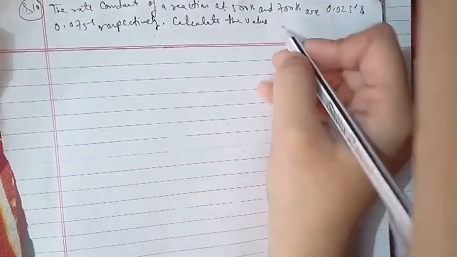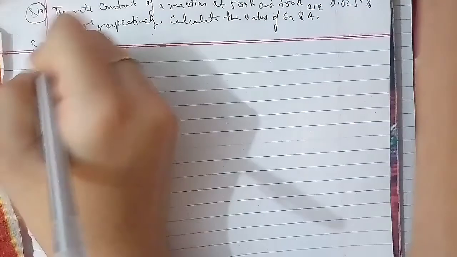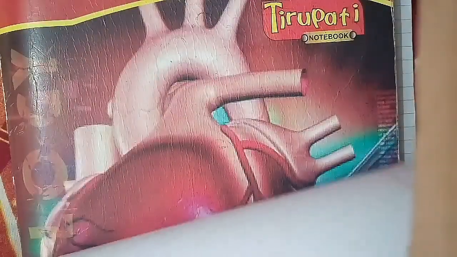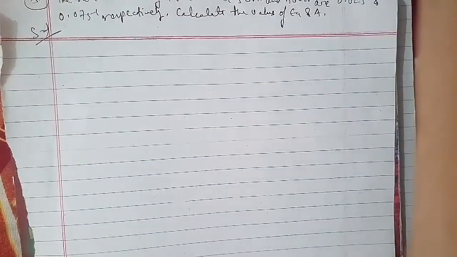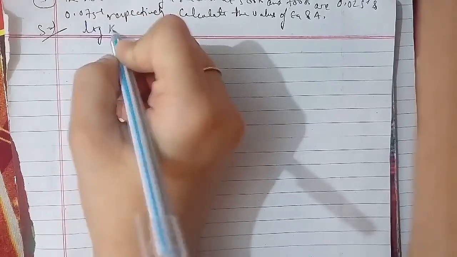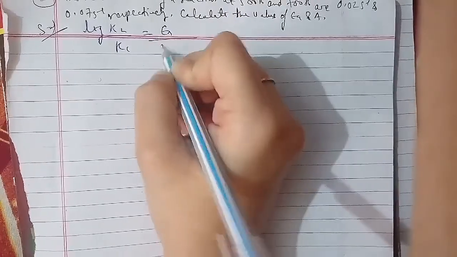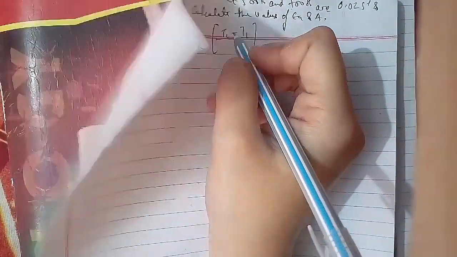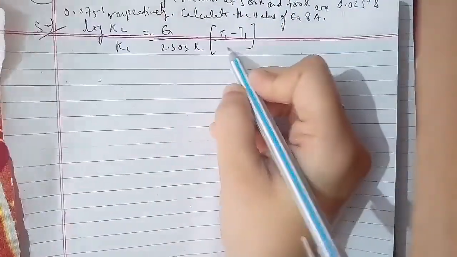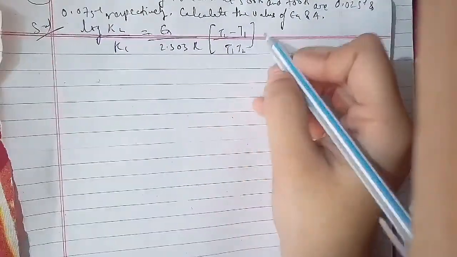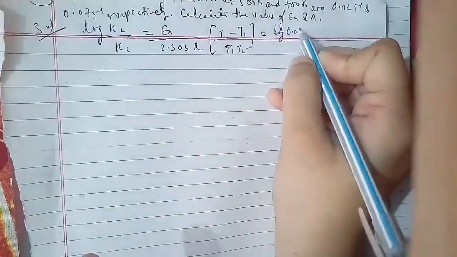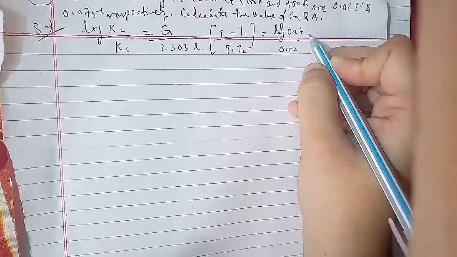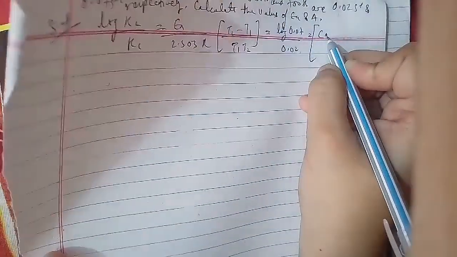For that we have to find out, and as you know, we have a formula: log K2 upon K1 equals EA upon 2.303 R times T2 minus T1 whole upon T1 T2, which we had already discussed. So we'll put in the values here: log 0.07 upon 0.02 equals EA upon 2.303 into 8.314 J Kelvin inverse mole inverse, then 700 minus 500 upon 700 into 500.